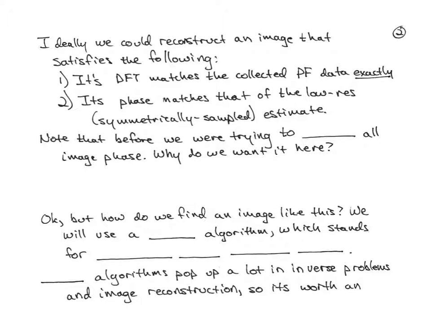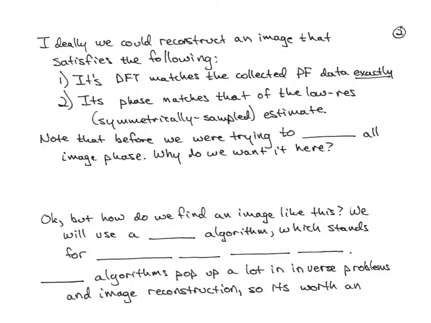So ideally, we could reconstruct an image that satisfies 2 conditions. First, that its discrete Fourier transform matches the collected partial Fourier data exactly, right? That is, we trust the data we have. We shouldn't be changing it when we're doing the partial Fourier reconstruction. The other thing it should satisfy is that its phase should match that of the low resolution or symmetrically sampled estimate. So we think that the low resolution symmetrically sampled estimate of the phase is accurate. So that should be the phase of the image.